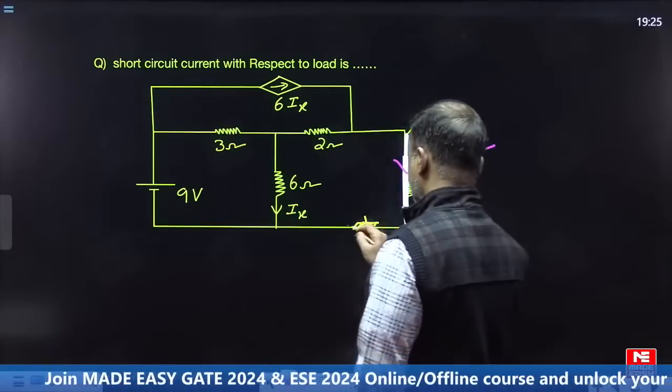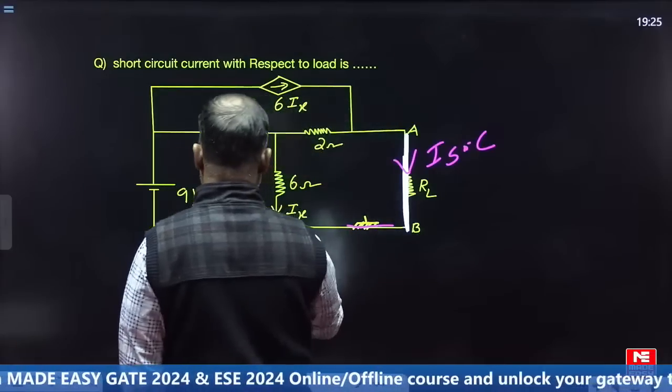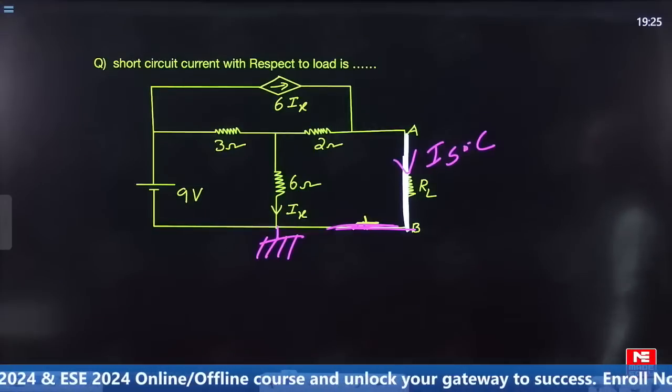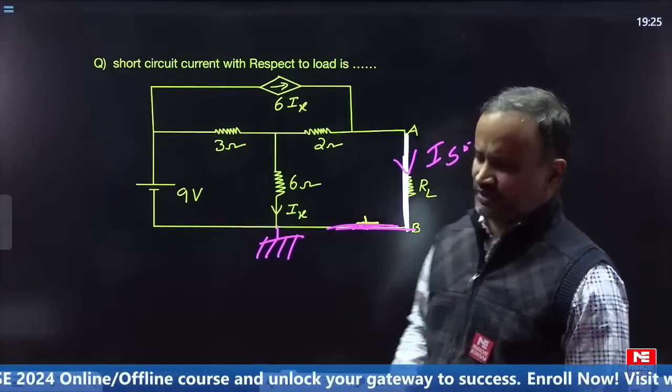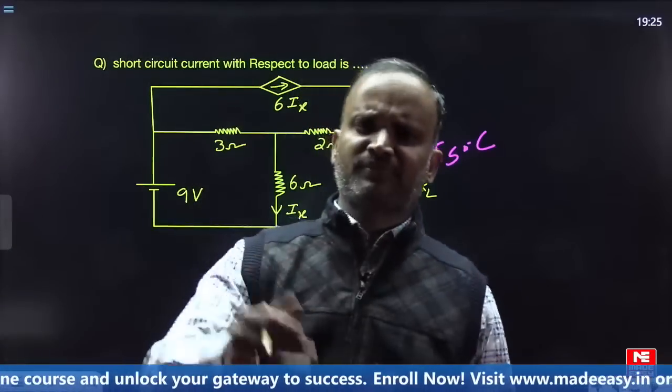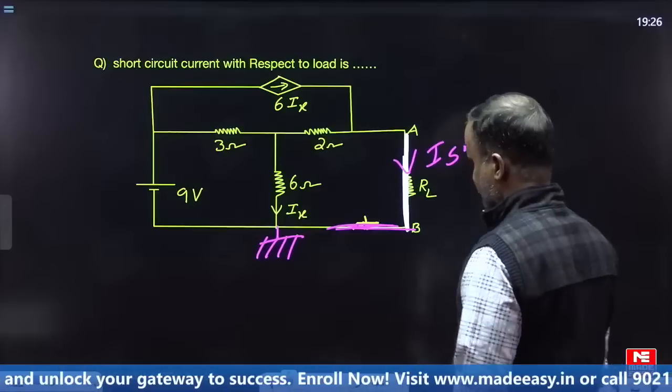Okay. Now this is a ground, this one. These AB terminals are short circuited. Now the choice is yours to find out ISC. You can go for nodal analysis or mesh analysis, that is your choice. But I am preferring the nodal analysis.